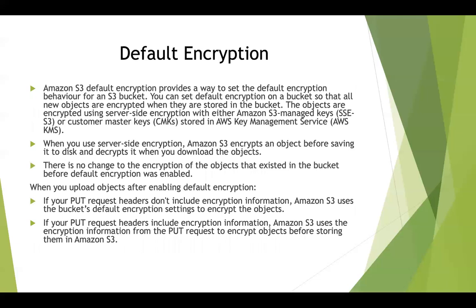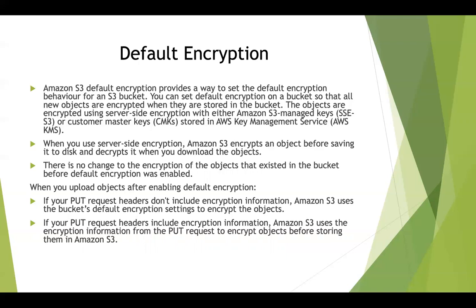And then when it comes to default encryption, there are two types of encryption which you can use. One is server-side S3 encryption, and the other one is using a service called Key Management Service or AWS KMS. So when you use server-side encryption, Amazon internally does the encryption before saving the object to the disk, and then when you download the object, it internally does the decryption also, so that you are able to see the actual contents of that particular object.